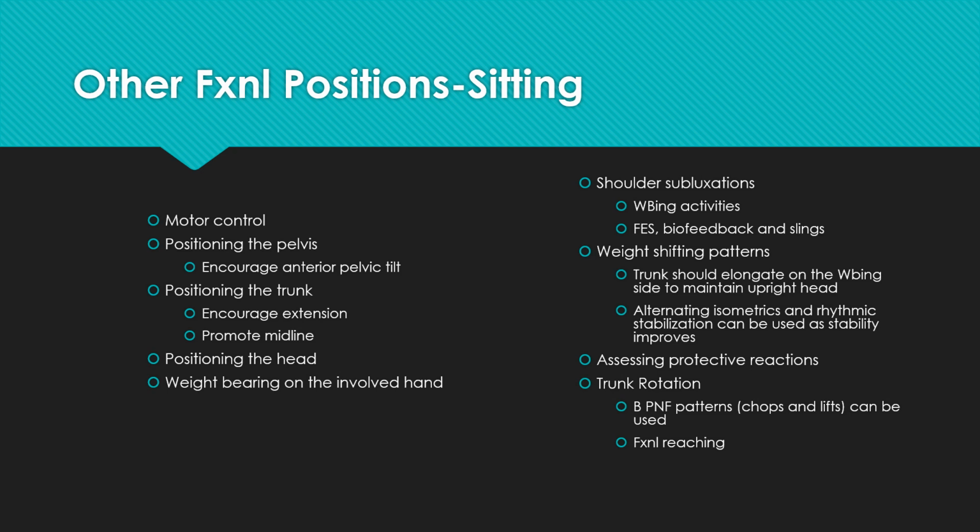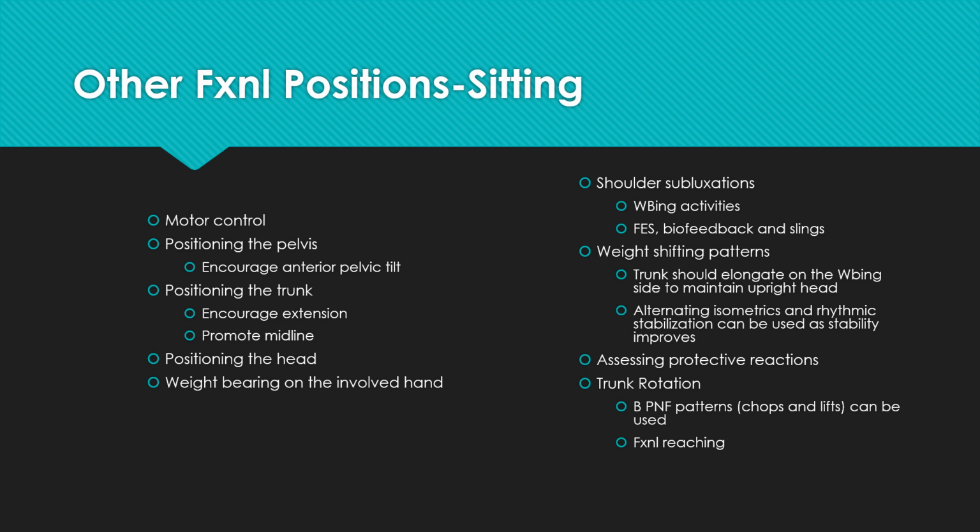Positioning the trunk is important. Again, we want to make sure that we can encourage a neutral spine throughout the sitting position. So we want to encourage extension of the trunk, getting that upright posture and promoting midline, especially in our patients with pusher syndrome. Positioning of the head, again, we want to have a neutral spine. So position the head with that upright posture, trying not to get the forward head that most of the patients, especially following a CVA without normal muscle tone, are going to achieve.